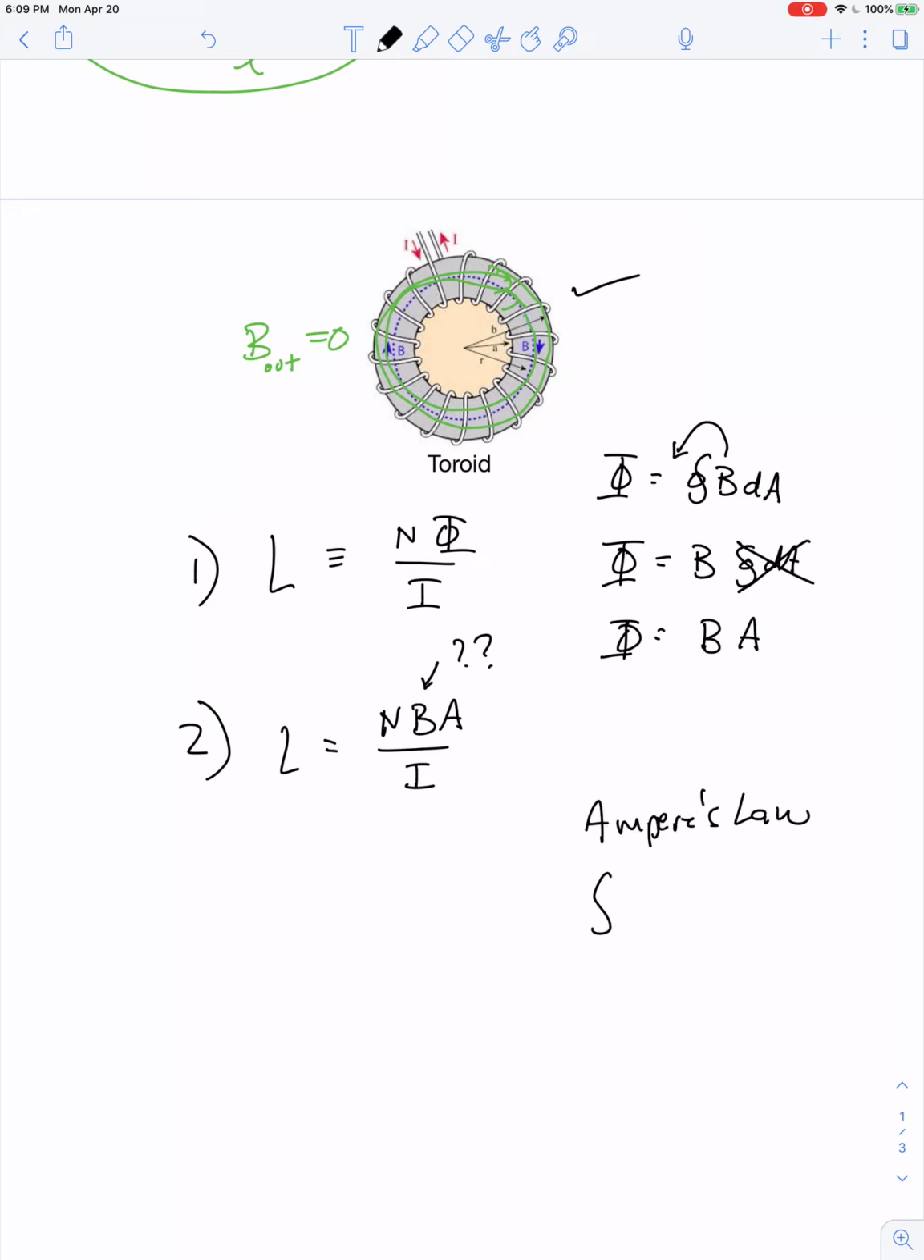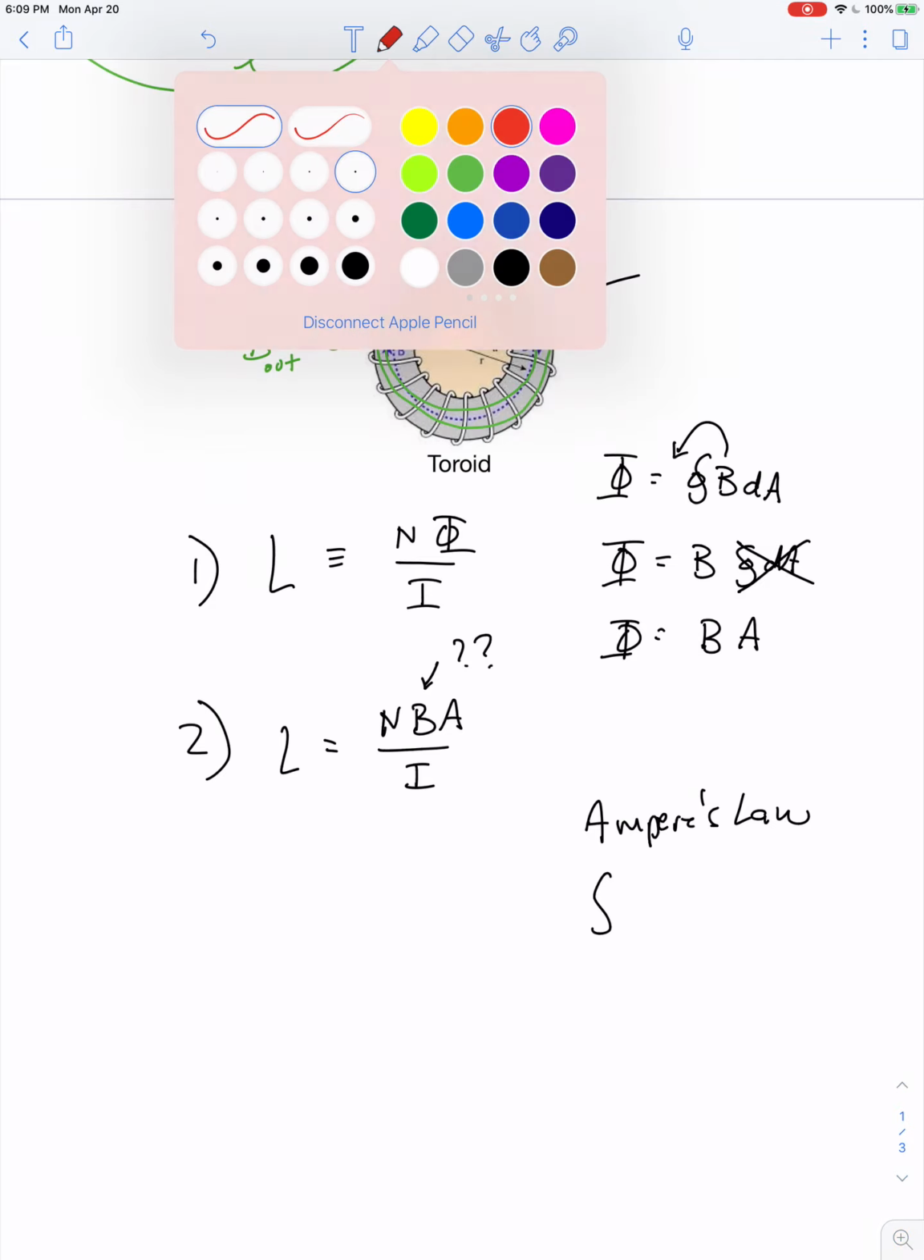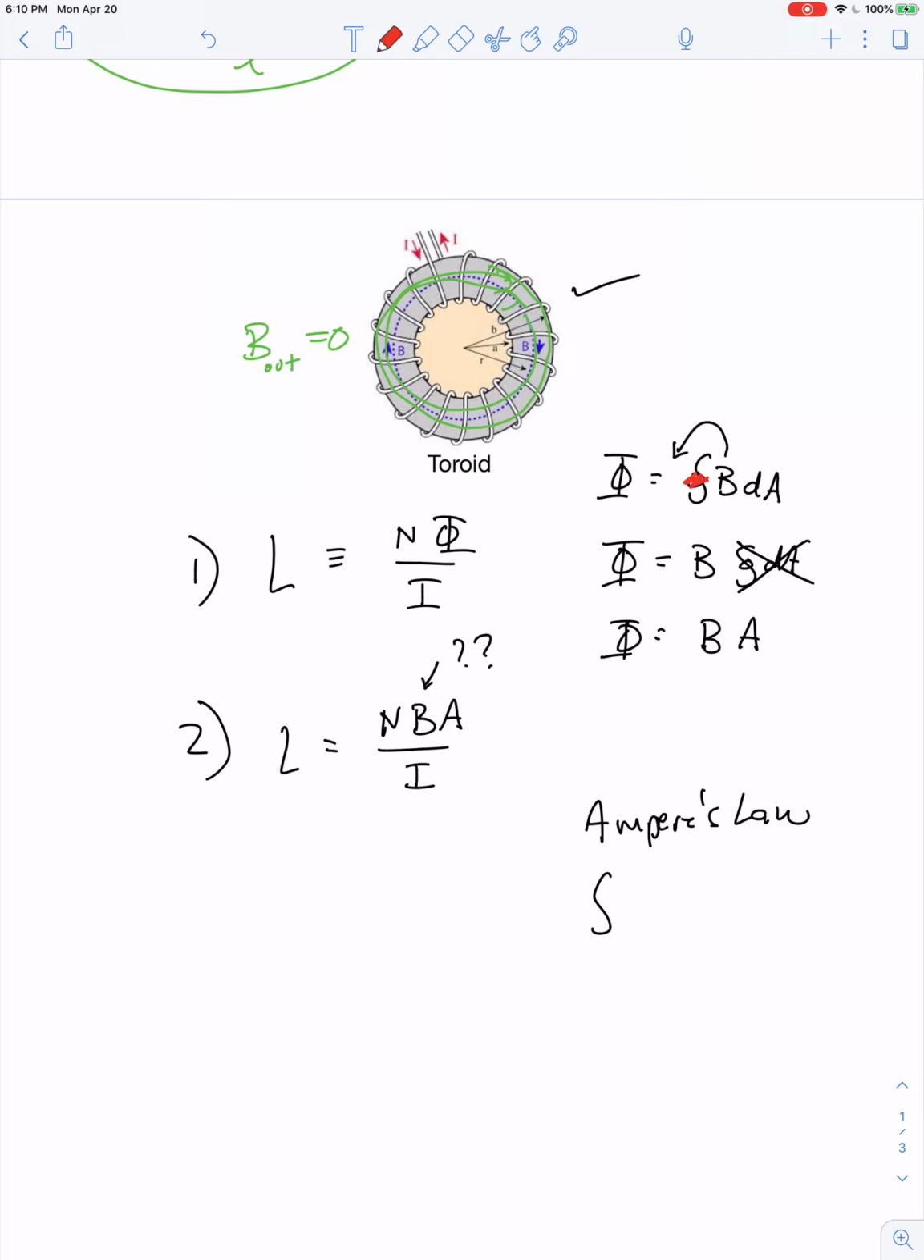So Ampere's law says, oh, I'm sorry, I just caught a mistake. This shouldn't be a closed loop integral. This should just be integral of B dA. Closed loop integral, that's for Ampere's law. The integral of B ds is equal to mu naught times I enclosed.